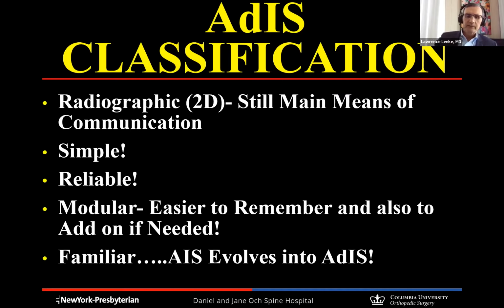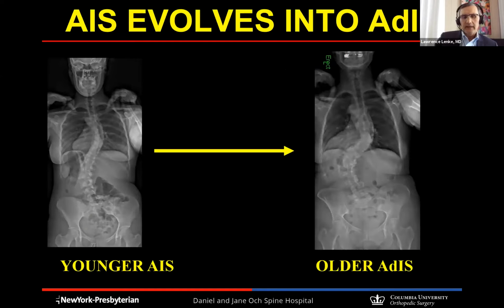Also, it'd be nice if it was familiar, because at the end of the day, AIS does evolve into ADIS when it's untreated. I treat both kids and adults, so I often will see younger AIS patients who had either smaller curves or curves that were borderline for fusion. I follow them up over time, and often, not surprisingly, they progress and will then require surgery as an adult. So it's logical that we somehow connect these systems, because these are really the same curve patterns, just with curve progression and degeneration that occurs over time.